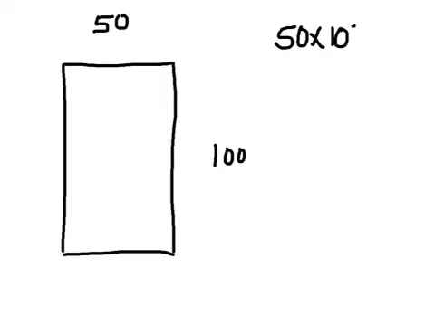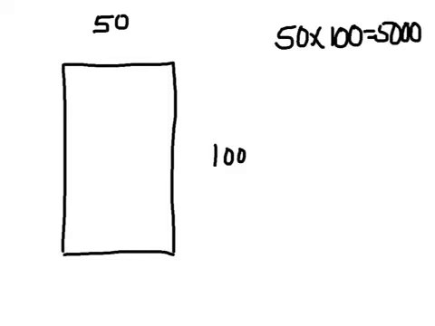Okay, so we'll start with a towel that is 50 centimeters wide and 100 centimeters long. So 50 times 100 is equal to 5,000 square centimeters. Okay, so what does our shrunk towel look like?